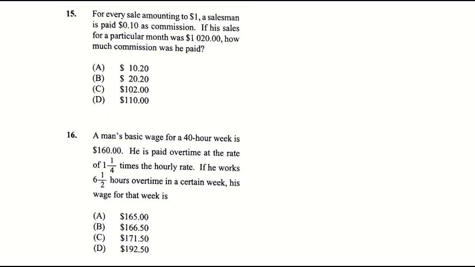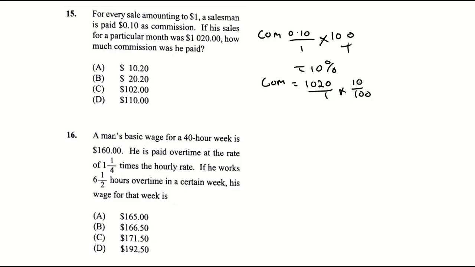Number 15: for every sale amounting to $1, a salesman is paid 10 cents as commission. His sales for a particular month was 1,020. How much commission was he paid? So they are basically telling you that his commission is 0.10 out of 1, which, if you convert that to a percentage, is 10%. So to find his commission, it is going to be 1020 over 1 multiplied by 10 over 100, which is 102. So the answer would be C. And that is how you would do this.